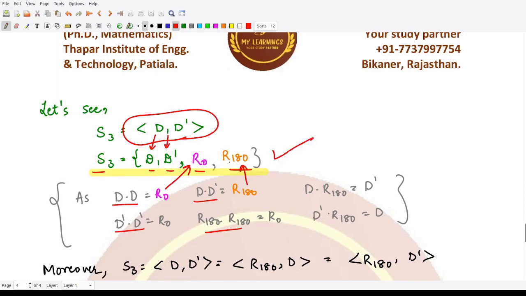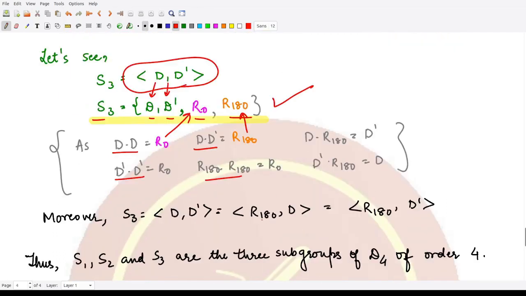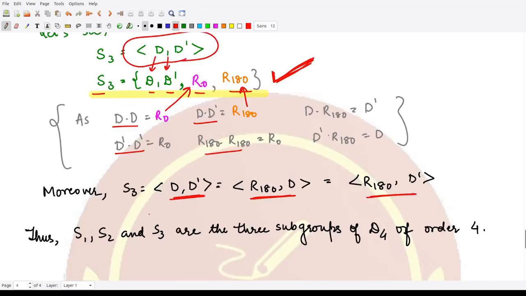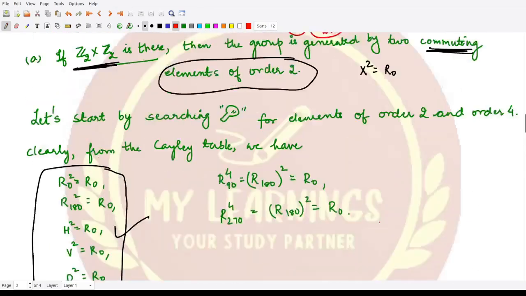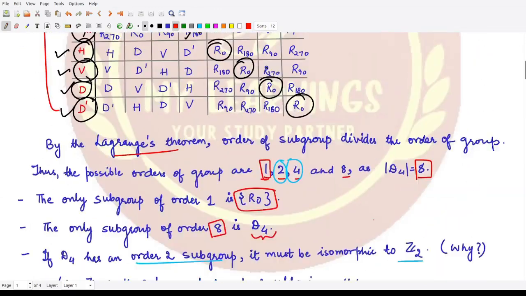Hence S3 is this another subgroup having order 4 in D4, right? And moreover, if you generate the elements using R180 comma D or R180 comma D dash, they would also be equal to this one. Hence we have obtained our third subgroup of order 4 in D4. Hence the required subgroups are S1, S2, S3, which are the three subgroups of D4 having order 4, right? So I hope you understood this result well.